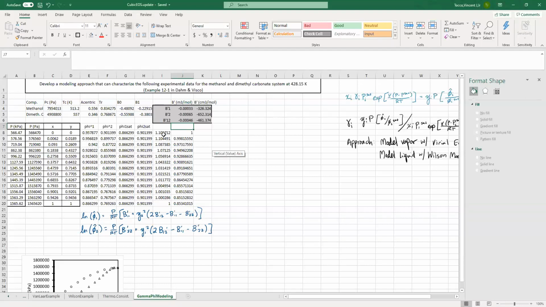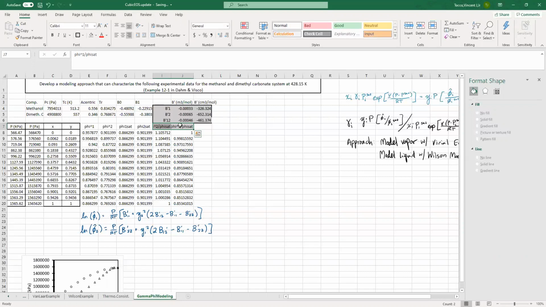decreasing steadily. And this is phi hat 1 over phi sat 1, which is going to 1 at pure component 1, which is good. And it's starting out at 1.1. So like I said, if this was close to 1 at all ranges for x, I would say that it's okay to use the ideal gas assumption. But because it's 1.1, not necessarily 1, that means that we have to use this virial expression approach. And this is the same for phi sat 2.